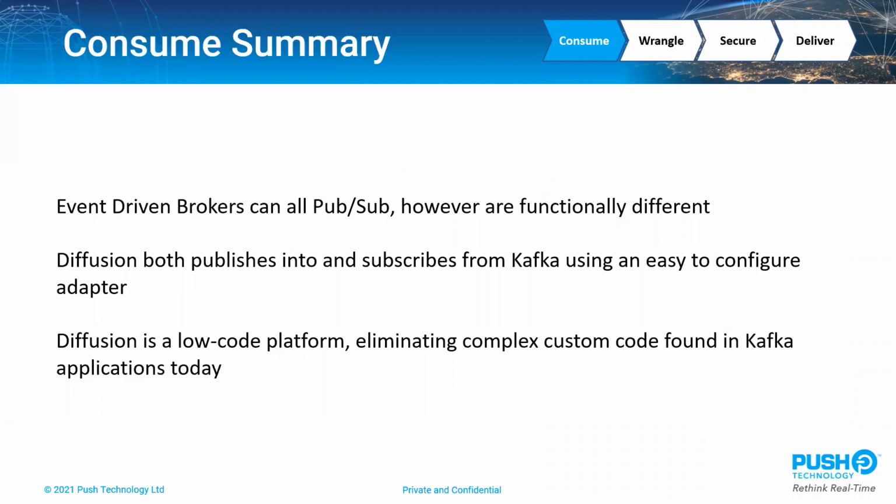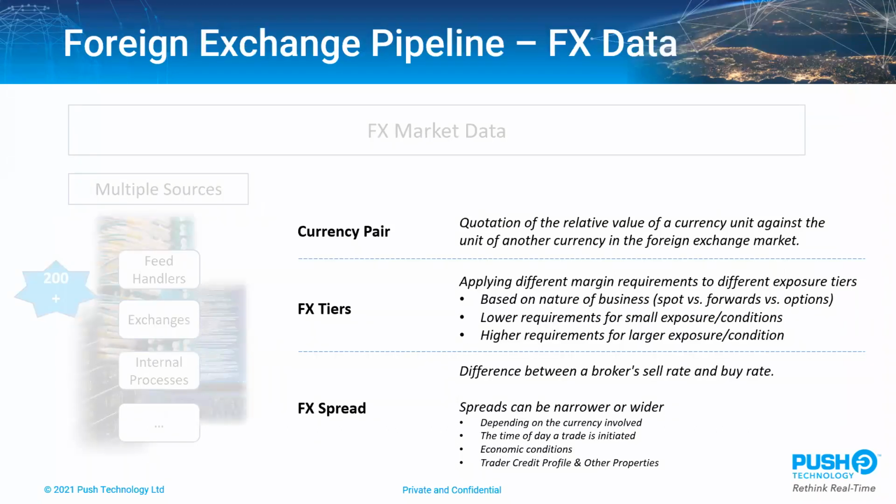And so from the consumption side, I just wanted to summarize what we've spoken about so far: event-driven brokers can all pub/sub. However, they're all functionally different. Diffusion both publishes into and subscribes from Kafka using an easy-to-configure adapter. And Diffusion is a low-code platform, eliminating custom code found in Kafka or other log-based or queue-based applications today. And we'll see a little bit more of that coming up here.